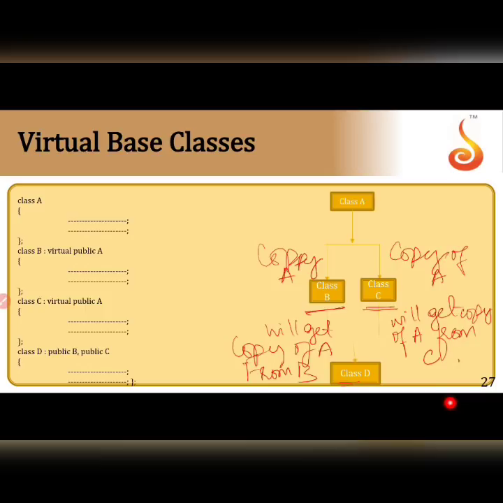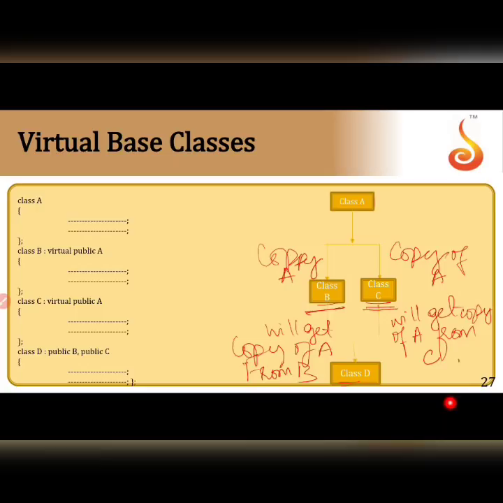So C is okay, B is okay, B and C are the same. B will get a copy of A and C also will get a copy of A, and along with that it can have its own properties. But the copy of A, that is the protected and the public members, will definitely be there.